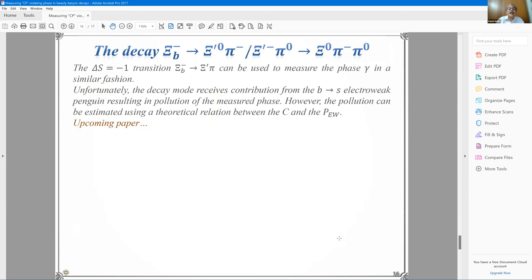And another thing we are writing up is that we could do the same kind of analysis in the delta S equal to minus one mode, which is more dominant. Unfortunately, the electroweak penguin pollution will pollute the measured phase if you do exactly the same thing. However, the pollution can be estimated using a theoretical relation between C and PEW. So this is more likely to be done earlier, but we wanted to present a clean method first and then come up with this. So, oops, sorry.